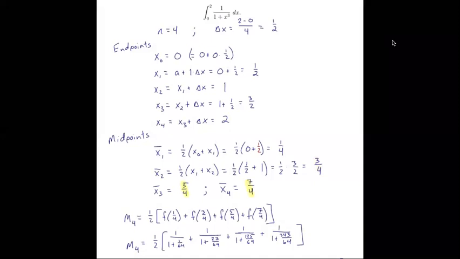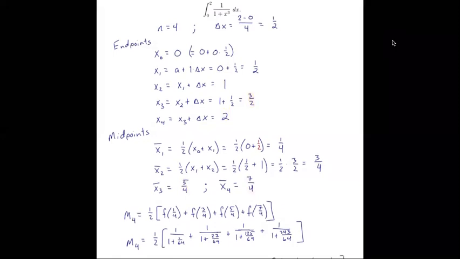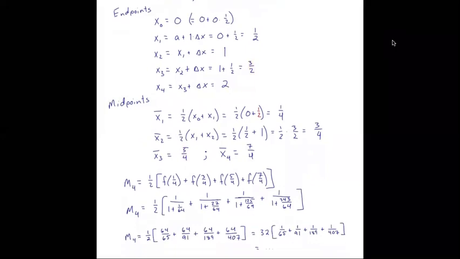We realize that 7/4 should be the midpoint of this interval. We could check that if we wanted to, but it is. And we've got all of our midpoints set up. So we're finally ready to apply the main formula. And that's the midpoint rule with n equals 4 as the approximate area underneath this curve between 0 and 2.